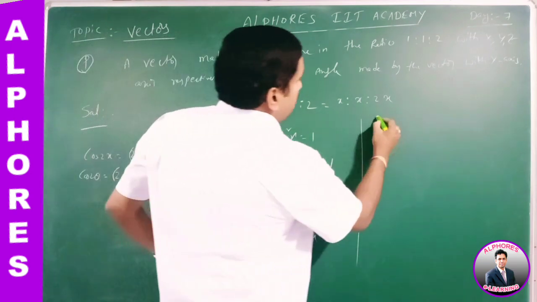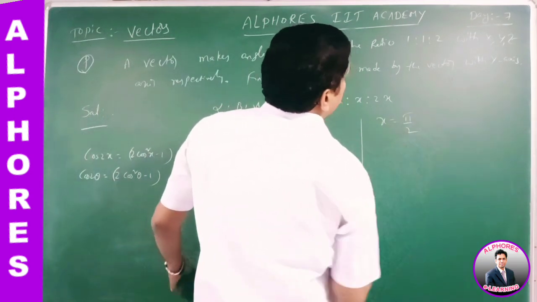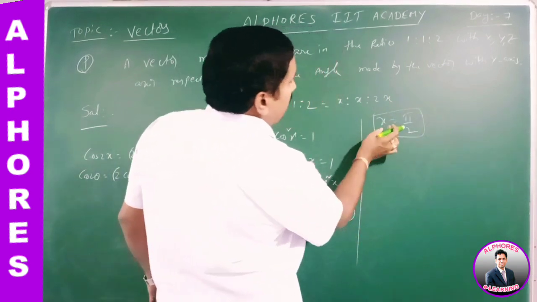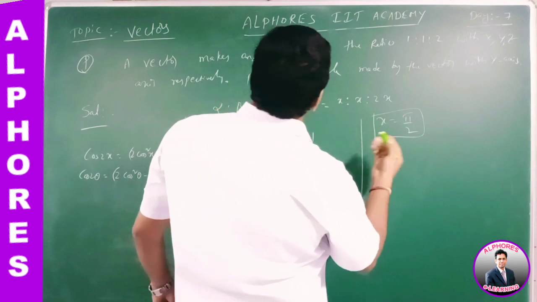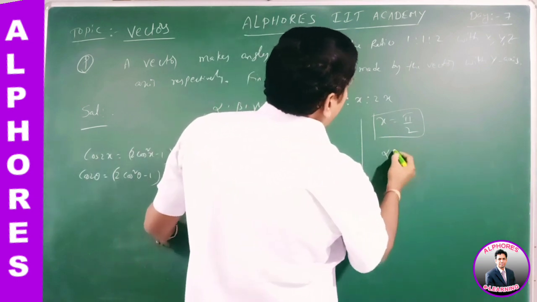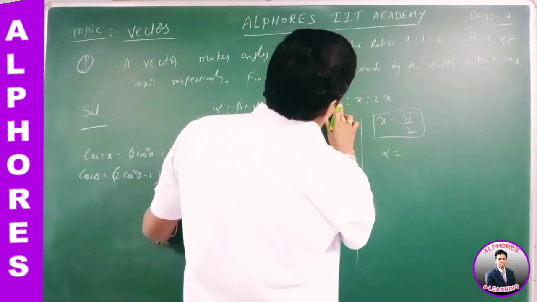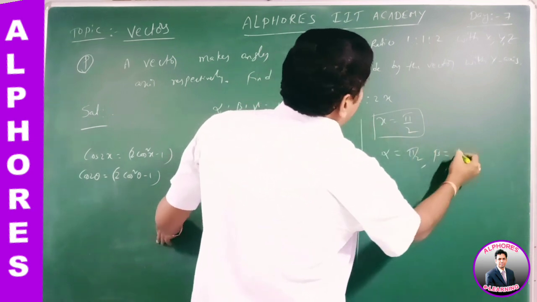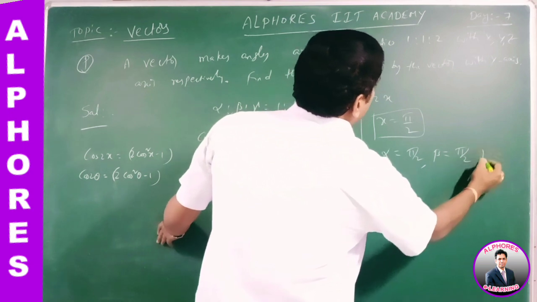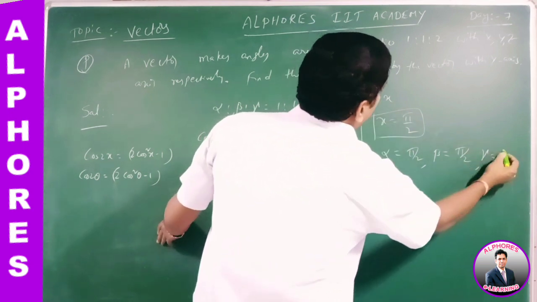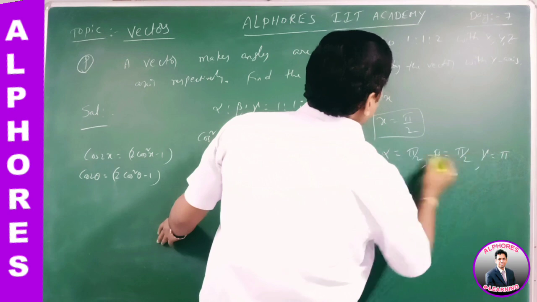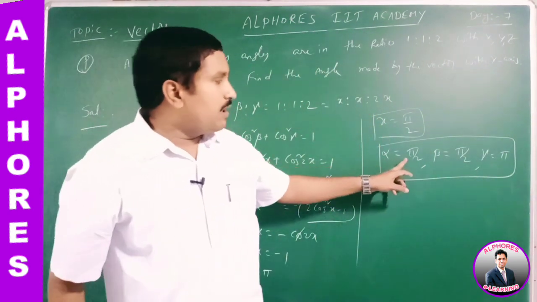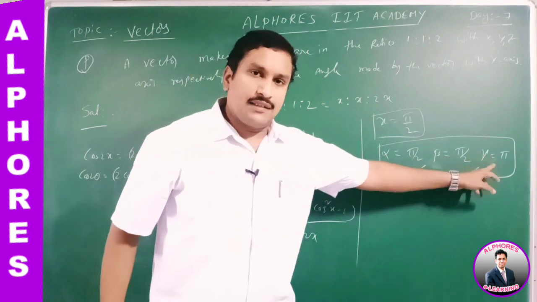That means x is equal to pi by 2. Listen carefully: if I get the value of x, I get the values of the alpha, beta, gamma ratios. Alpha is nothing but x, so alpha is pi by 2. As per this relation, beta is also pi by 2, and gamma is nothing but 2x, that is 2 into pi by 2, which is only pi. So these are the angles made by the x-axis, y-axis and z-axis.